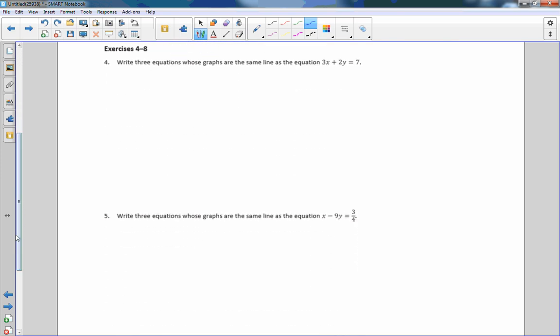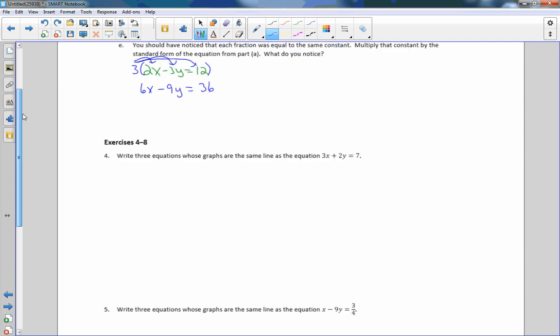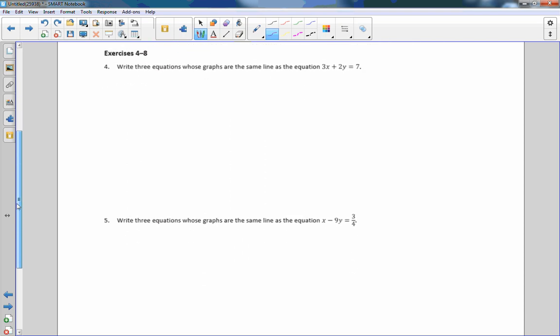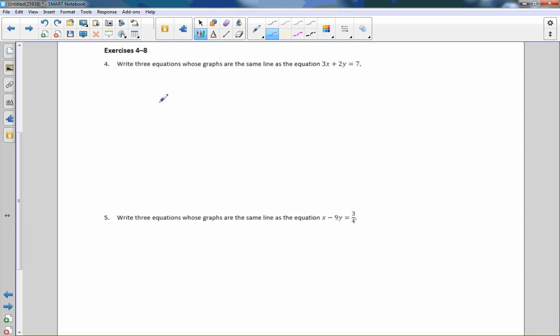Okay, exercise 4. Write 3 equations whose graphs are the same line as the equation 3x plus 2y equals 7. All right, try that, pause the video, and then unpause it, and we'll see how you did. So as we learned from this problem up above here, if we just multiply everything by the same number, the two equations will graph out to be the same. The same x's and y's will make each equation true.